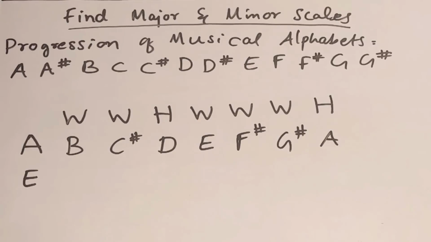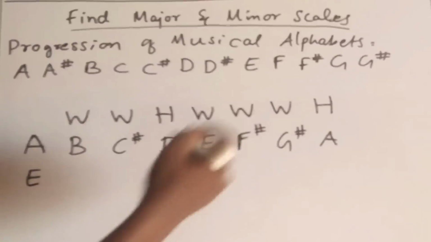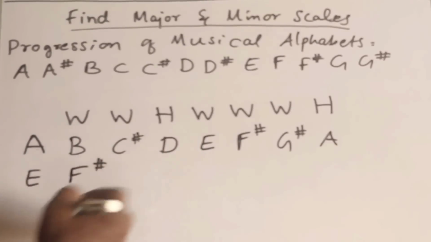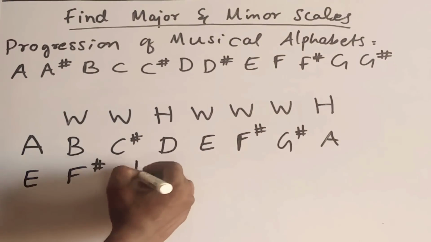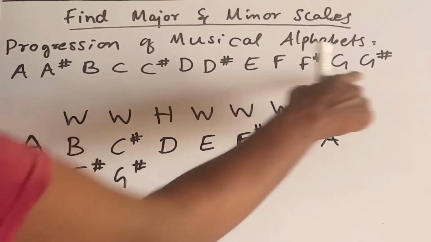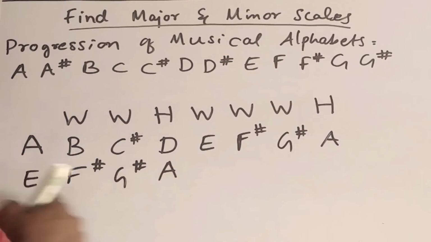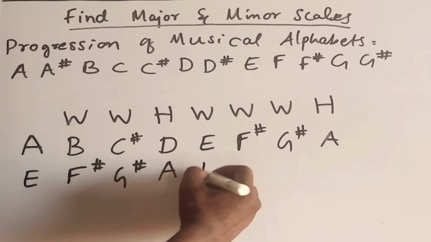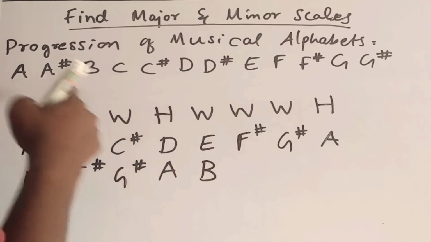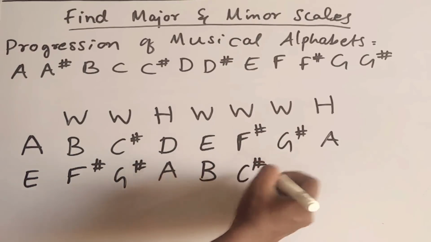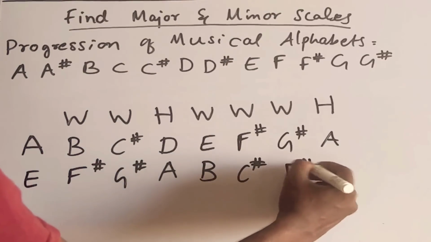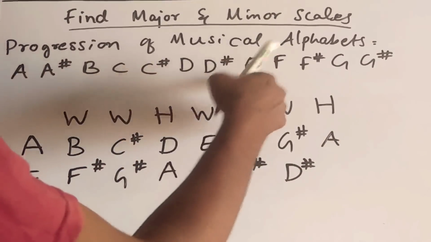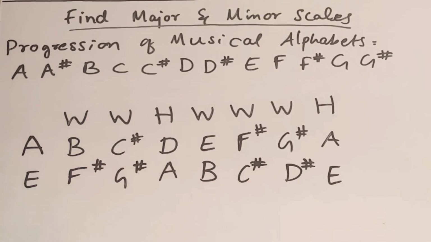Let's find E major scale now. E to whole step is F sharp. F sharp to whole step is G sharp. G sharp to half step is A. A to whole step is B. B to whole step is C sharp. C sharp to whole step is D sharp. D sharp to half step is E. And that is E major scale.